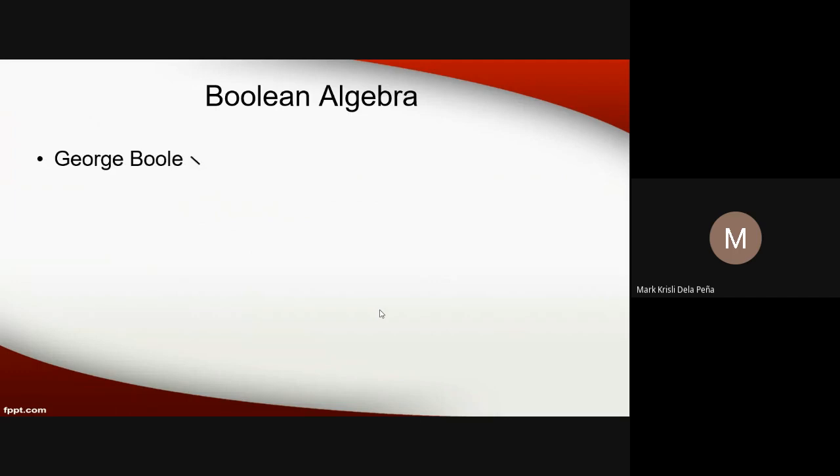Now, before that, here's a brief history of Boolean algebra. It was first conceived or formulated by George Boole, or others would call him Georg Boole. In his paper, entitled The Laws of Thought, which was published in 1854.